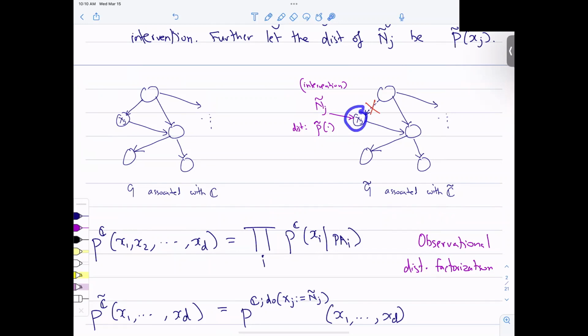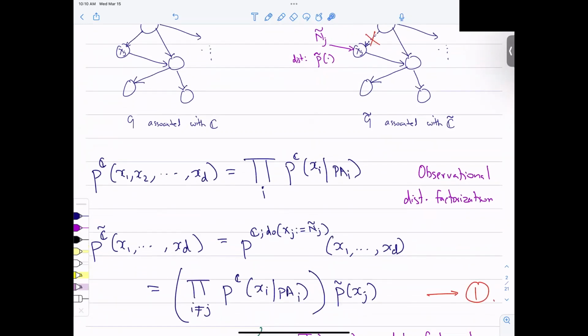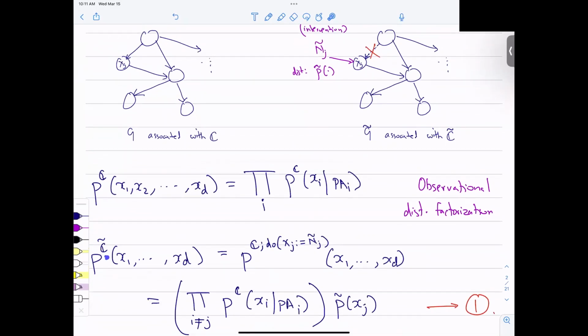But for this one node, things do change. Here it was P of X_j given its parents, whereas here it is just the distribution of N_j tilde. It's something different. So we are writing that out. In the C tilde model, the joint distribution, and from notation, C tilde is nothing but C with a do on X_j. For every node other than j, the corresponding factors would be exactly the same.